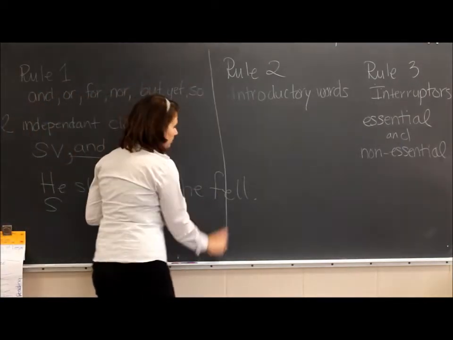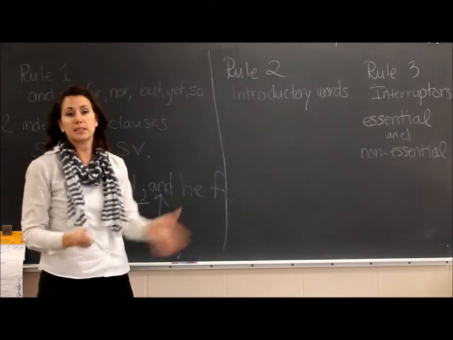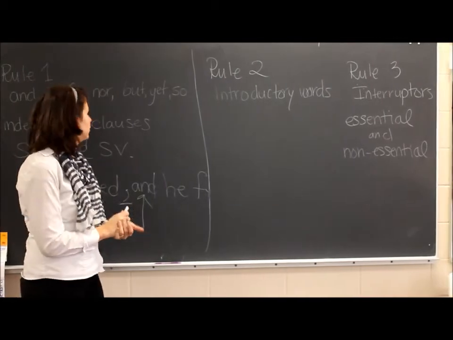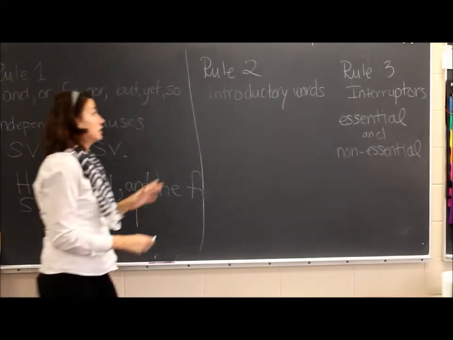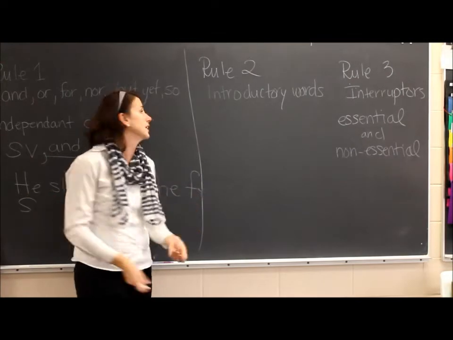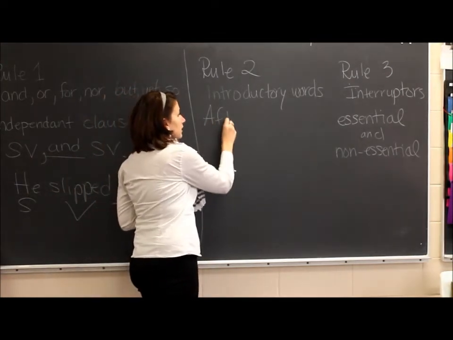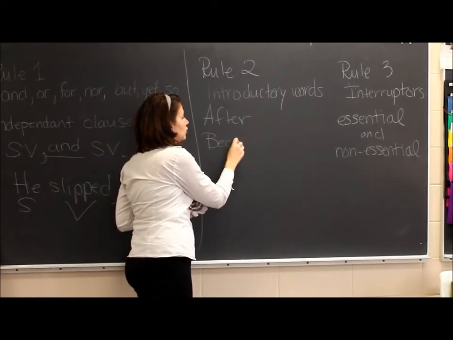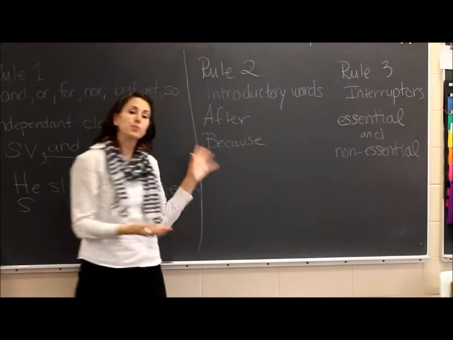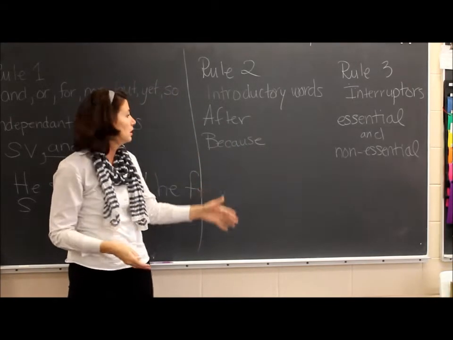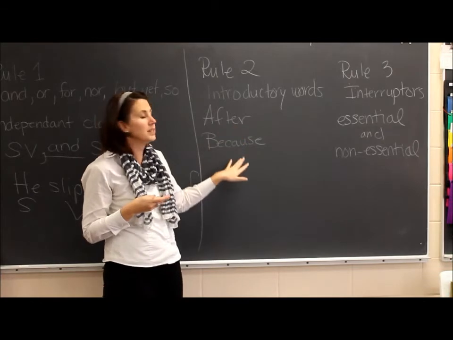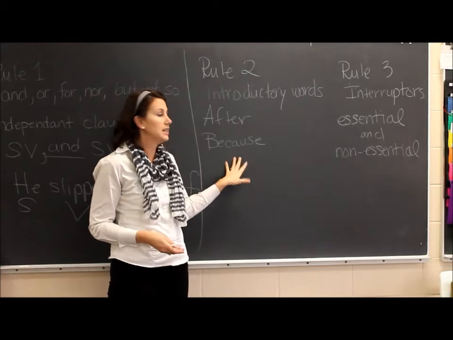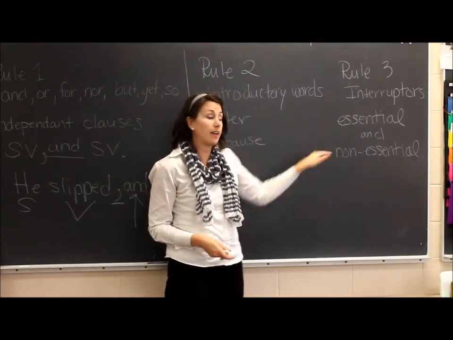Rule number 2. Rule number 2 talked about introductory words, so we're just going to review it. Anything can be introductory that is not a coordinating conjunction. So there are many subordinating conjunctions that can start a sentence. For instance, after is a subordinating conjunction. Because is a subordinating conjunction, and it makes the first part of your sentence a dependent clause. So if the sentence starts with one of these subordinating conjunctions, there's so many that I can't list them, the entire clause gets a comma afterwards.